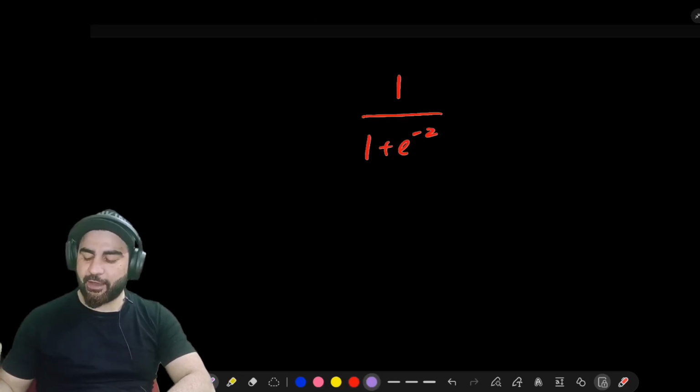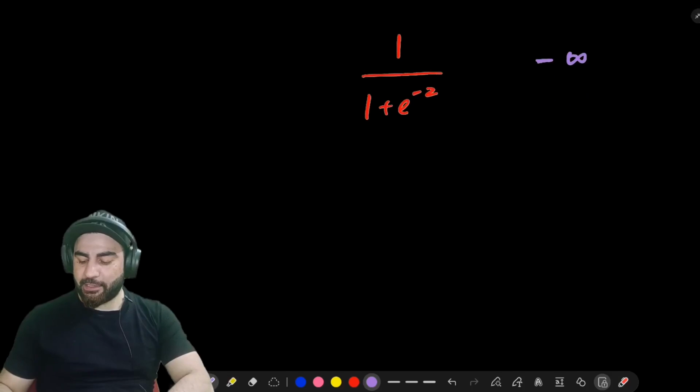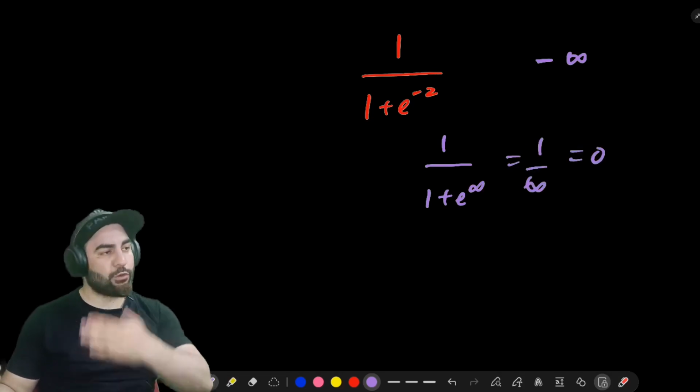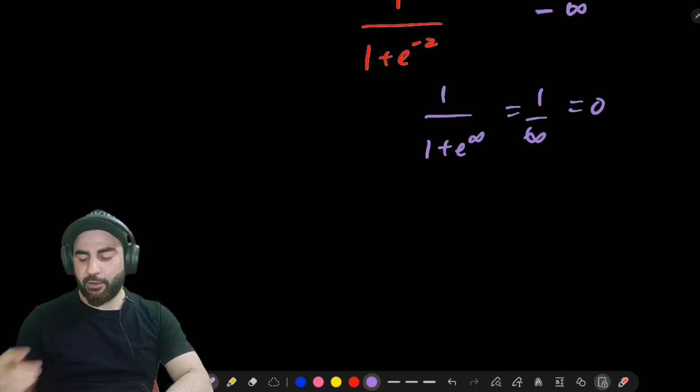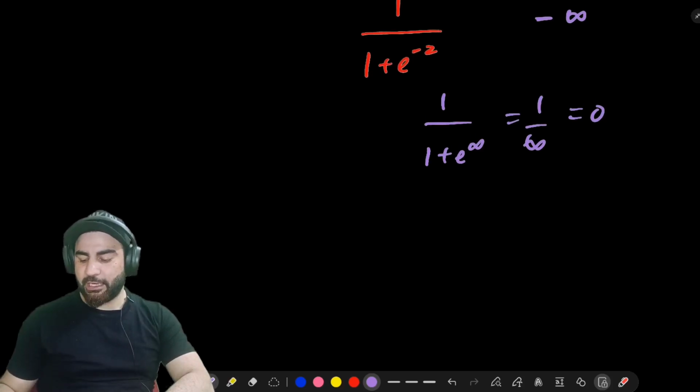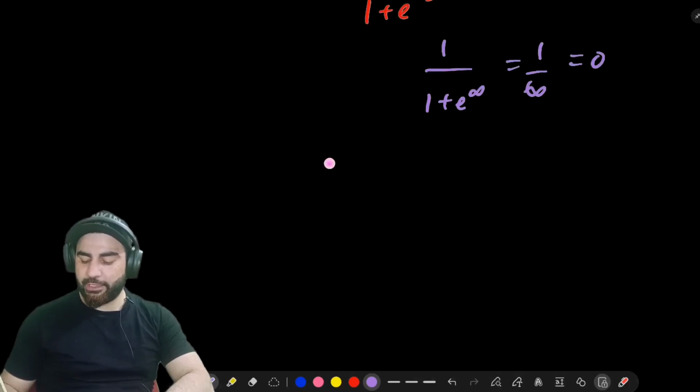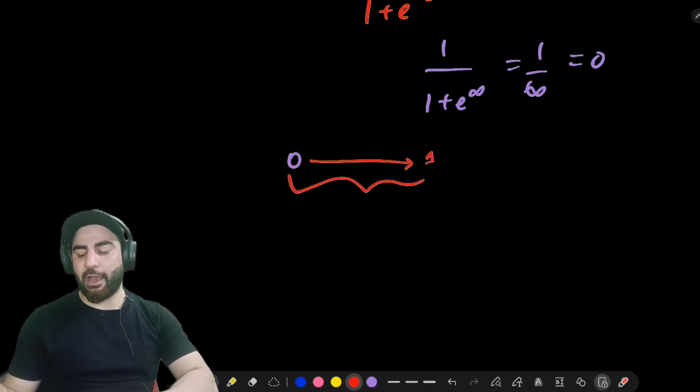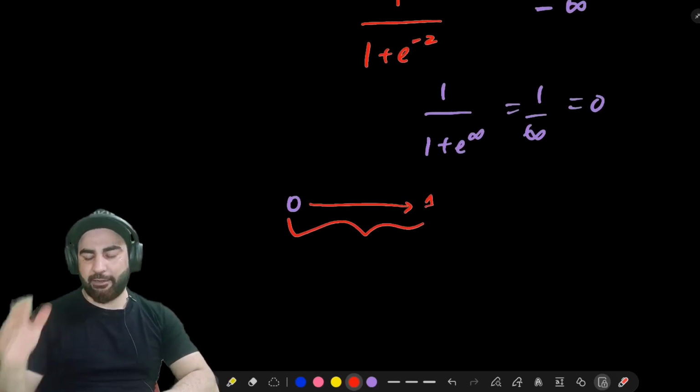Suppose the z value goes to minus infinity. We'll take the extreme values. Then we get 1 divided by 1 plus e to the power infinity, which is 1 divided by infinity, so the value goes towards 0. If it goes towards plus infinity, the value goes towards 1. Basically it starts with 0 and goes till 1, and it keeps the value between 0 and 1. If you have a value in the middle, it will be about 0.5.